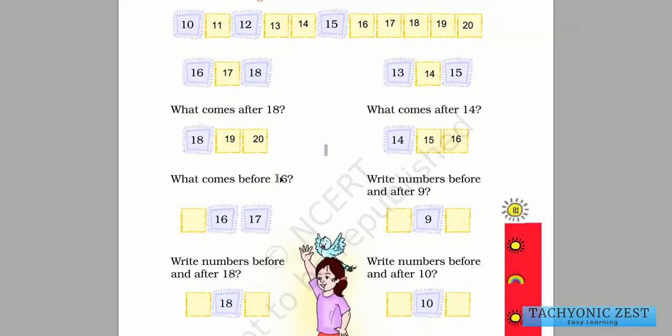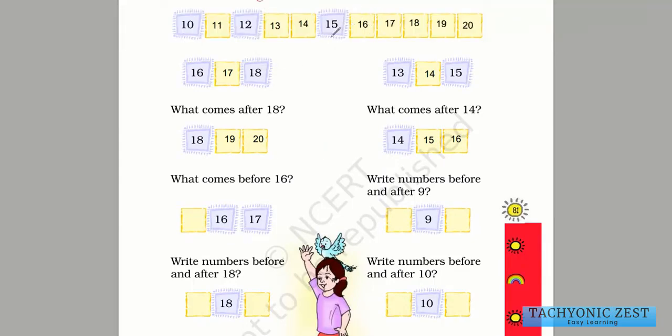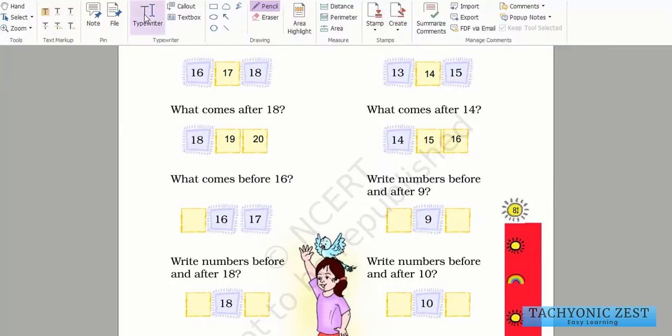What comes before 16? Let us see. So here it is 16, 17. So what comes before 16? Let us count from 10 and see what comes before 16. So 10, 11, 12, 13, 14, 15, 16. So what came before 16? Correct, 15. So the answer here is 15. So we will write 15 here.